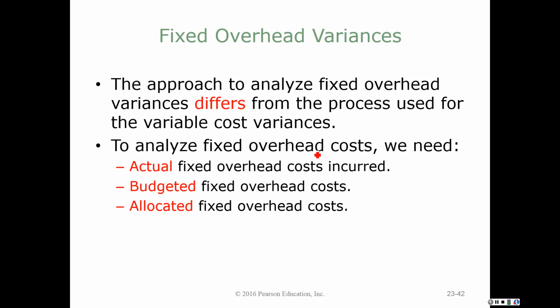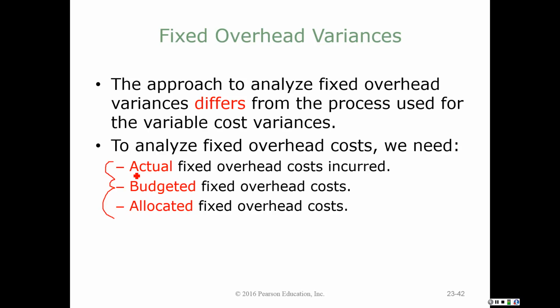Unfortunately, when we get to fixed overhead, there's very little that we can do about these variances. They are what they are, and they only differ because we produce more or less than what we thought we were going to produce. But what I will hold you accountable for, I do want you to understand there are three terms that you've got to be familiar with here: actual overhead, budgeted overhead, and allocated overhead, and they are different.